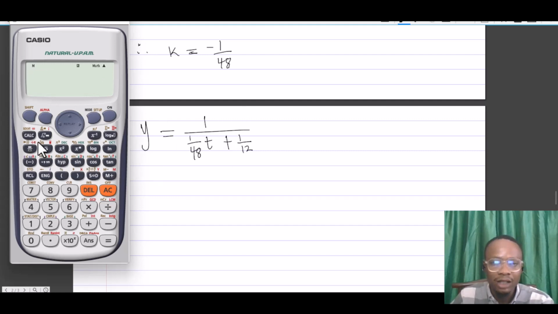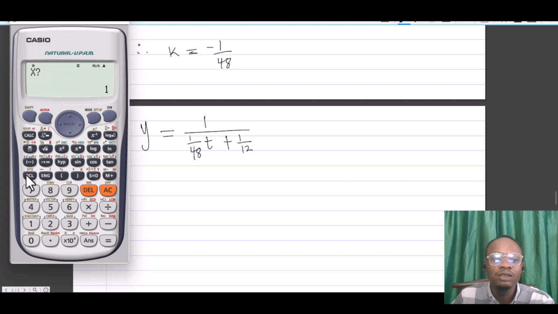So from here we see that y is equal to this. So let's enter this as a formula in our calculator. Of course, you can simplify this and bring all of this to the numerator. It's fine if you do that, but we don't have to do that here. So this is 1 divided by 1 over 48 multiplied by t. So let me use x instead for our variable here, and plus 1 over 12, so let's put 1 divided by 12. Okay, so that's the expression.